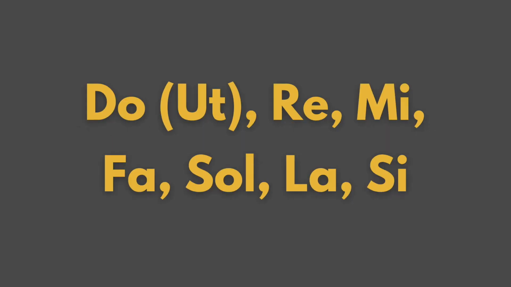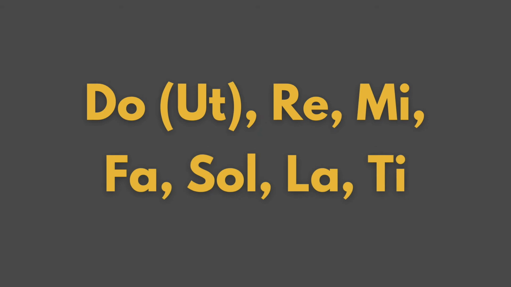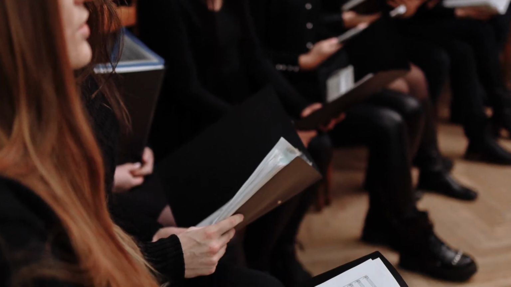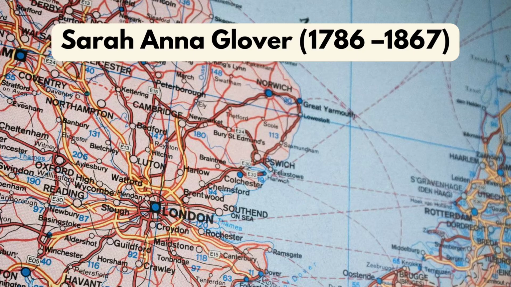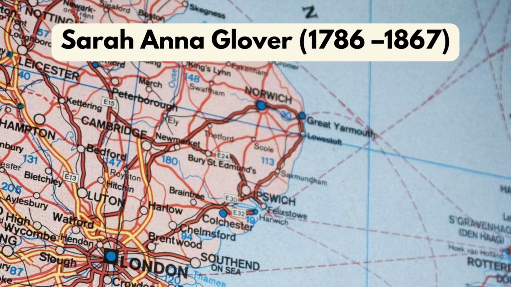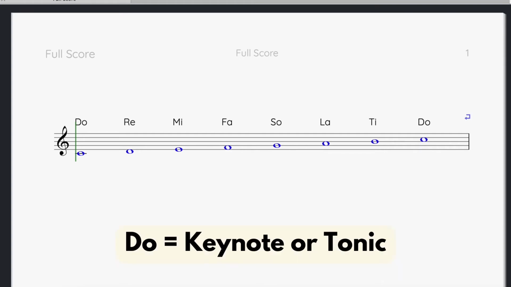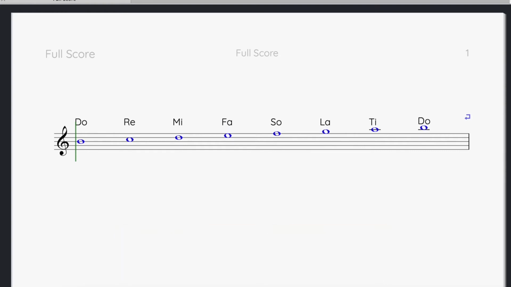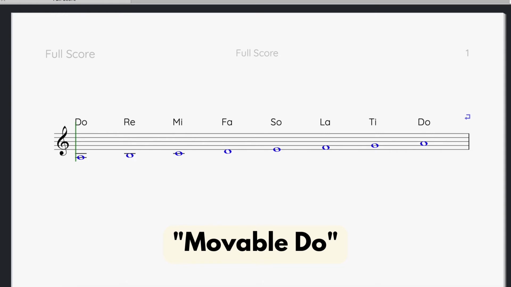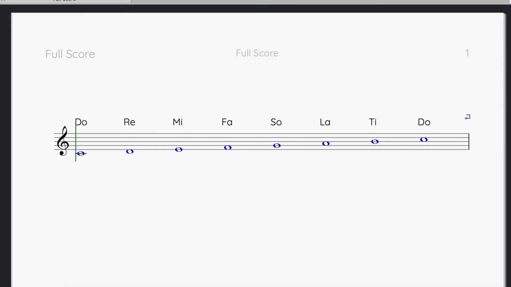However, this notation was transformed into a system to learn sight singing, i.e. reading a piece of music and singing it as you see it, by Sarah Anna Glover, a music educator from Norwich in England in the 18th century. With this system, Do is not fixed to the pitch C, but moved around to represent the keynote or tonic. More on those terms in an upcoming video on harmony. This is called movable Do, because, frankly, you move it. With movable Do, any note, not just C, could be considered Do or the keynote. If you know something about sight singing, you probably know how useful that can be.